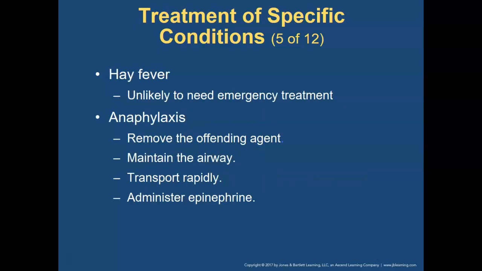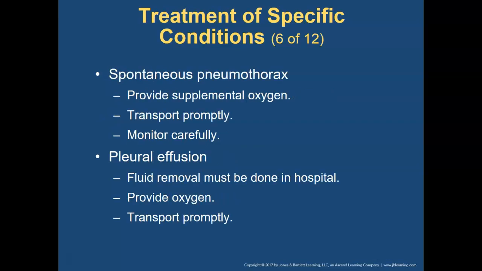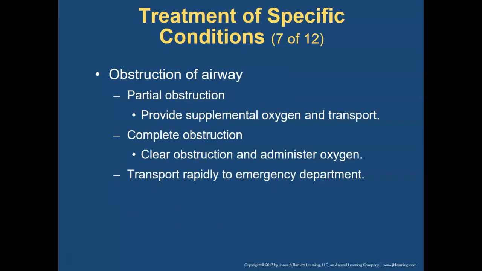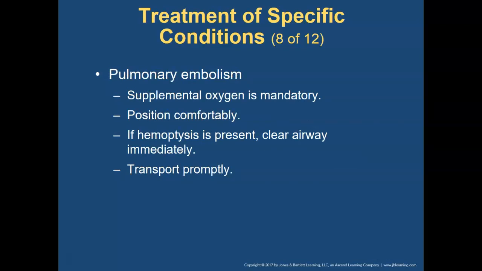Hay fever, not going to do much about that. Anaphylaxis, remove the offending agent. Maybe it's a stinger or who knows what it is. Maintain the airway, transport rapidly, and then depending upon your protocols, administer epinephrine if you can. Spontaneous pneumothorax, not much we can do for that, or pleural effusion. You want to go ahead and give them some O2 and transport promptly, and make sure that you're monitoring. Obstruction of airway, so provide supplemental O2 and transport. Now, if that's a partial airway obstruction, that's what we do. If it's a complete obstruction, you want to clear the obstruction and administer O2, and then transport, of course. Pulmonary embolism, not much we can do about a blood clot in the pulmonary circulation. So supplemental O2 is mandatory, position comfortably. Now, if hemoptysis is present, if they're bleeding in their airway, we want to make sure that we clear the airway immediately and then transport promptly.